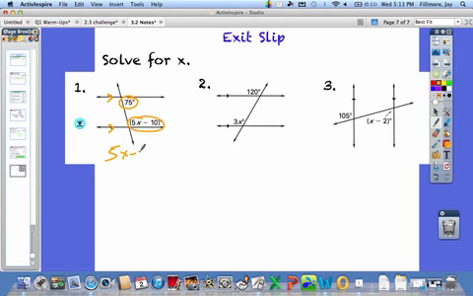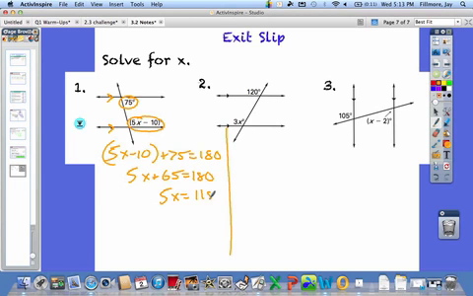So 5x minus 10 plus 75 should equal 180. Combining like terms, 5x plus 65 equals 180. Subtracting 65 from both sides, 5x equals 115. And dividing both sides by 5, x equals 23. So we solve for x. We don't have to plug it back in because it's just asking for x.